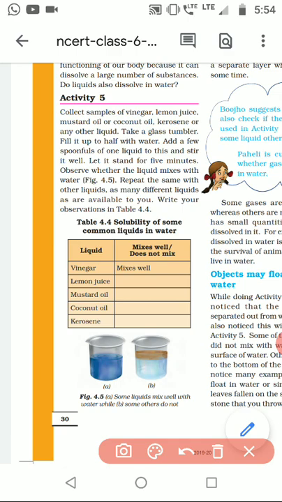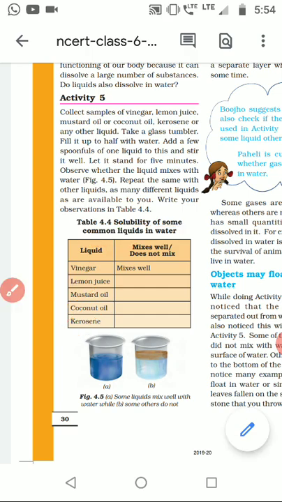The next table is of solubility of some of the common liquids in water. Vinegar mixes well in water. If you add vinegar to water, it completely mixes. We cannot identify different layers of water and vinegar. Lemon juice is also completely soluble in water. Mustard oil does not dissolve in water. Coconut oil also does not dissolve in water. And kerosene also does not dissolve in water. All of these remain suspended in the water.